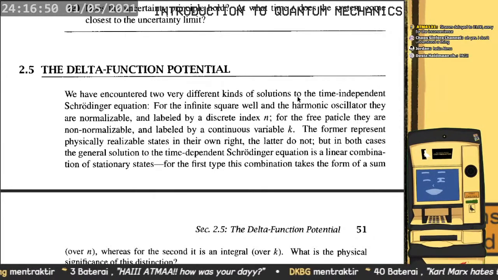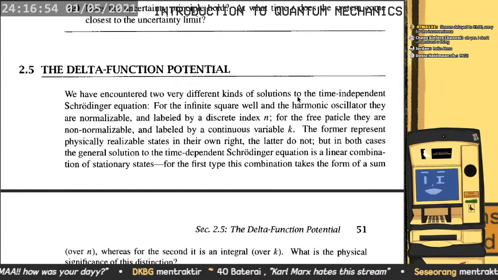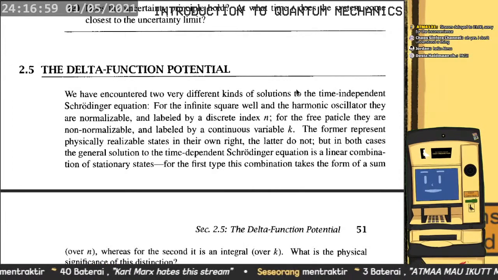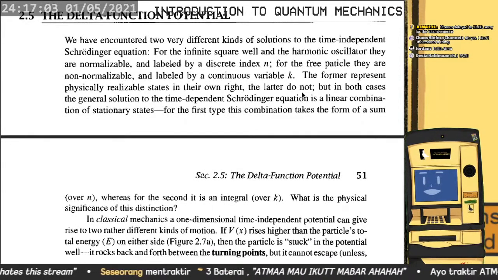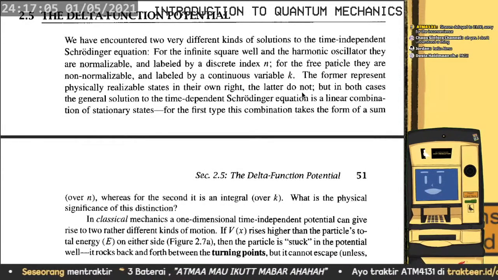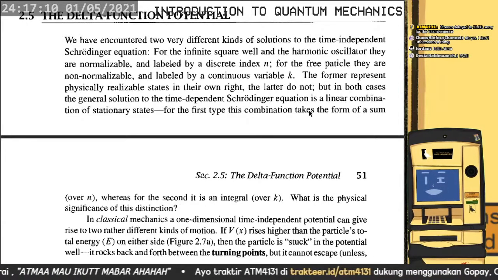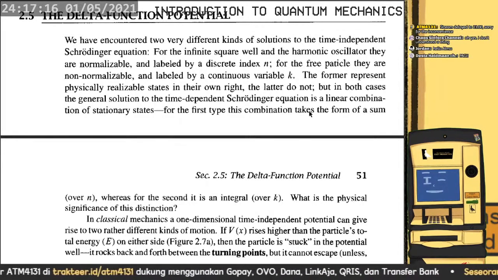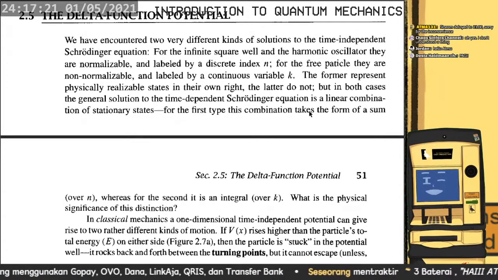Okay, this is the last section, probably, the delta function potential. Let's go. We have encountered two different kinds of solutions to the time-independent Schrodinger equation. For the infinite square well and the harmonic oscillator, they are normalizable and labeled by a discrete index n. For the free particle, they are non-normalizable and labeled by a continuous variable k.